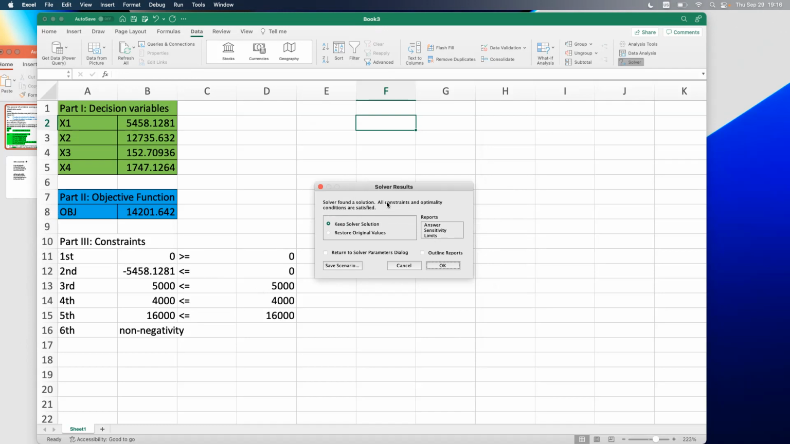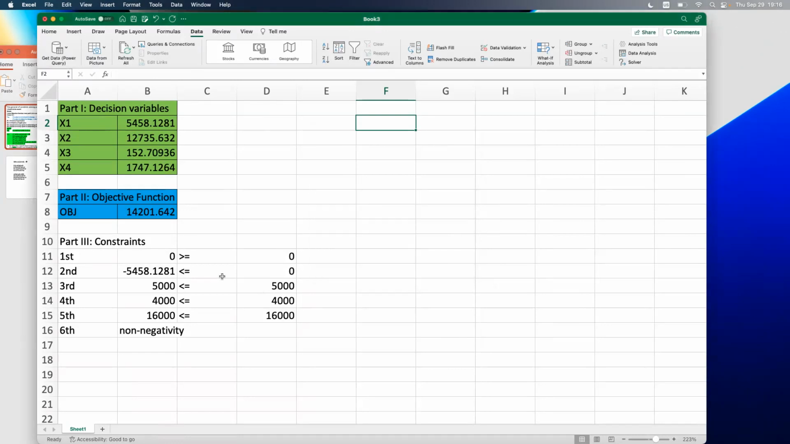So solver found a solution. And in case you need the answer report or a sensitivity report, you choose that. But in this case, we don't need that information, so we choose OK. All right. And you found that all the formulas have changed to a certain value.